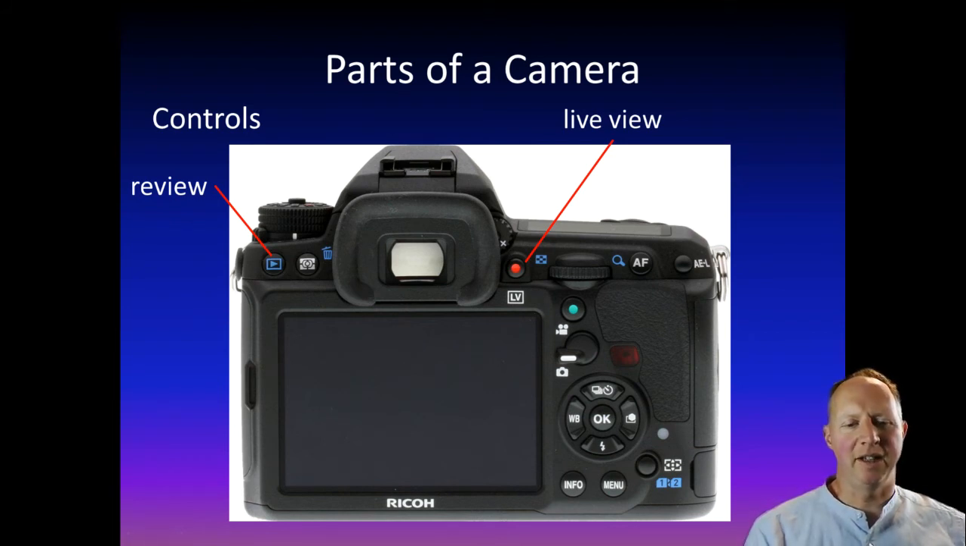And DSLRs will often have a live view button that lets you switch to looking at the screen on the back instead of through the viewfinder. If you've got a mirrorless camera, you're effectively in live view all the time, whether it's on the viewfinder or on the screen. The image is always being processed by the electronics, and it may, for example, have a distance sensor, so it automatically switches to the viewfinder as you bring it up to your eye.